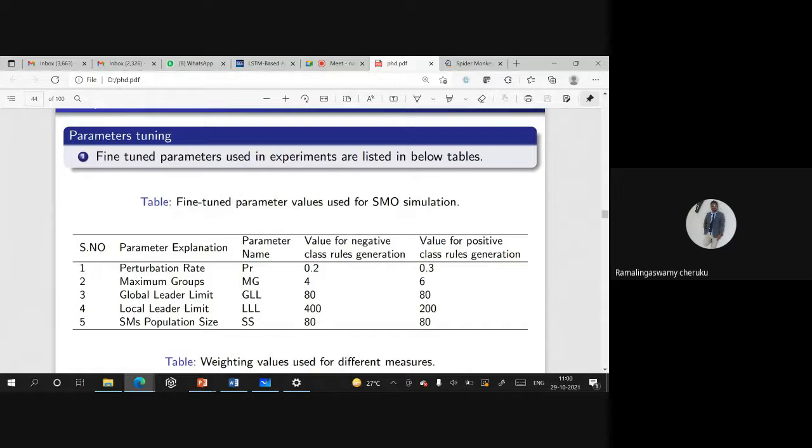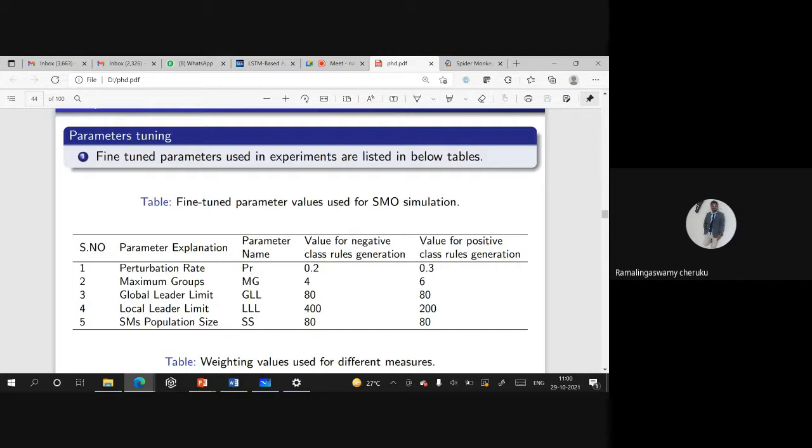And what is the population size? Initially, what is the size of each and every group? Suppose the number of groups is 4; what is the size of each group? Usually it's 20. So what is the size of every group, how many local leaders are allowed, how many global leaders are allowed, and what is the maximum number of groups you can permit for searching for the solution and generating the rules.